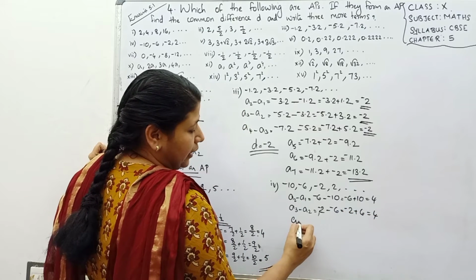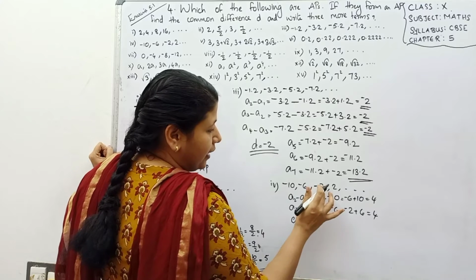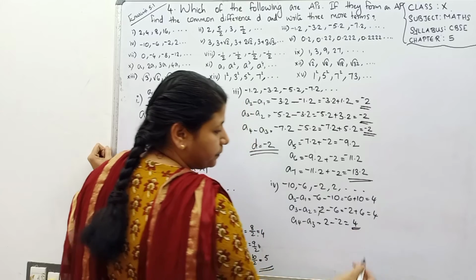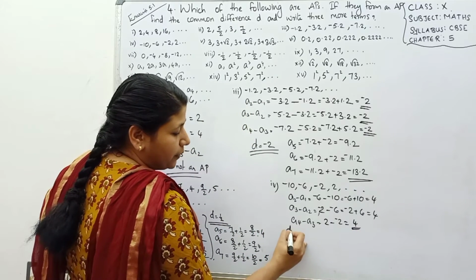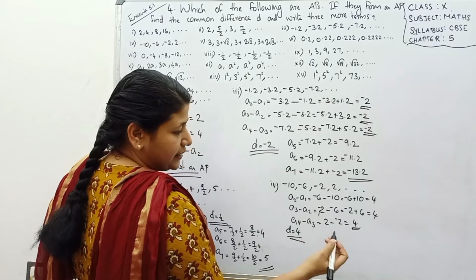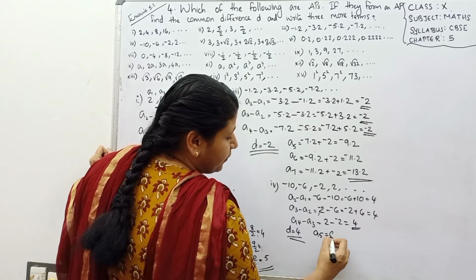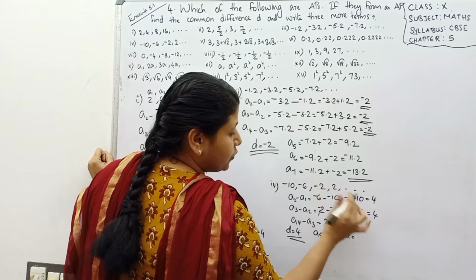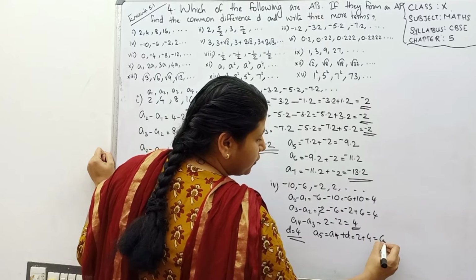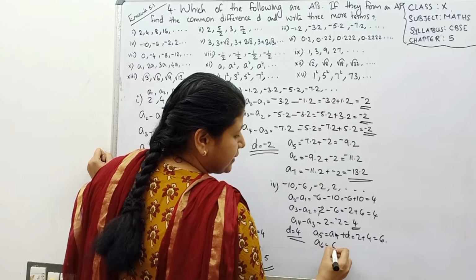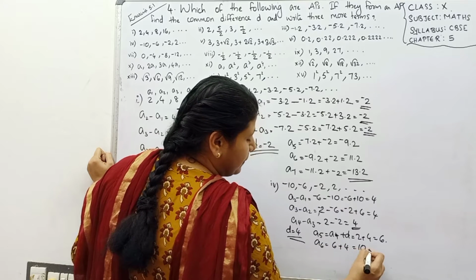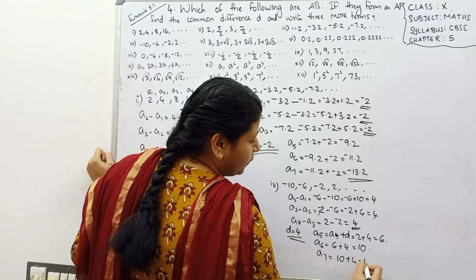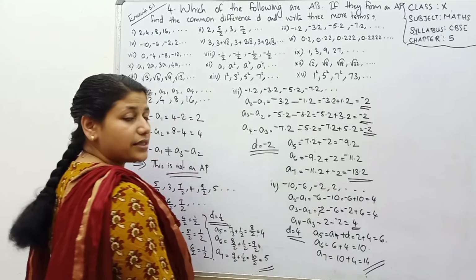Again A4 minus A3. A4 is this one, 2 minus negative 2. 2 plus 2 is 4. So our common difference is 4. And the next terms, A5 is A4 plus common difference, that is A4 is this 2, 2 plus 4 which is equal to 6. And A6 is 6 plus 4 equal to 10. And then A7 is 10 plus 4 equal to 14. So these are the next 3 terms.